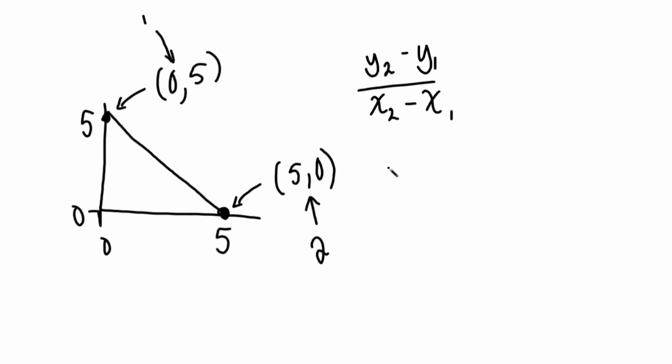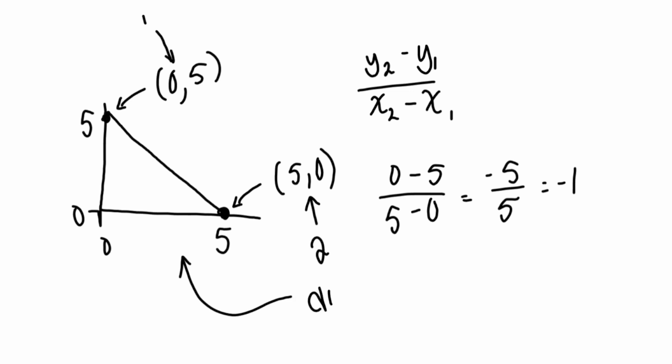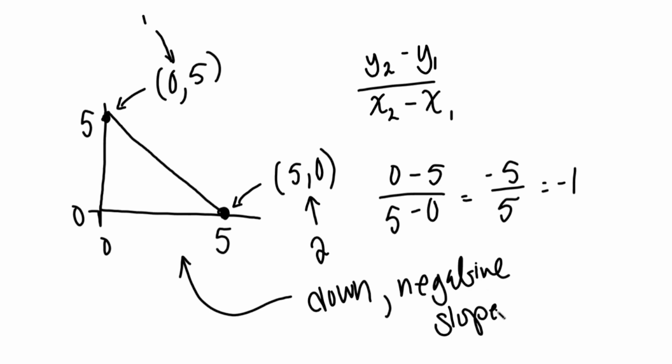So let's do this. y2 is 0, because the y coordinate for point 2 is 0, and then y coordinate for point 1, minus 5, and then 5 minus 0. So what does this give us? Negative 5 over 5. The slope is negative 1. So again, there's a pattern. When the slope is moving down, that means it's going to give us a negative slope. This is always occurring. And you have to memorize this because this is a common pattern. If you see the slope going down, it's a negative slope because it's decreasing.